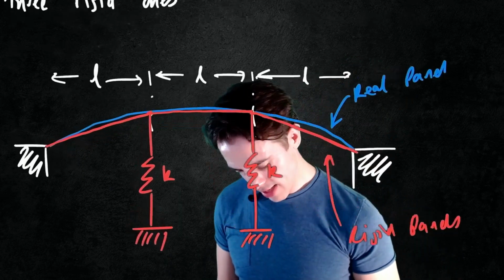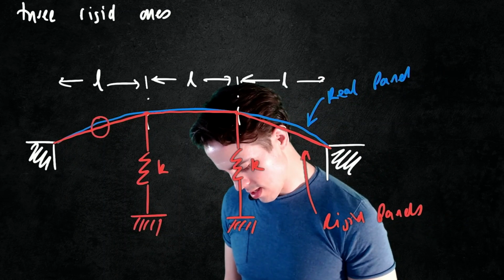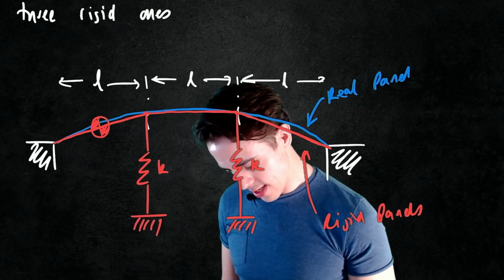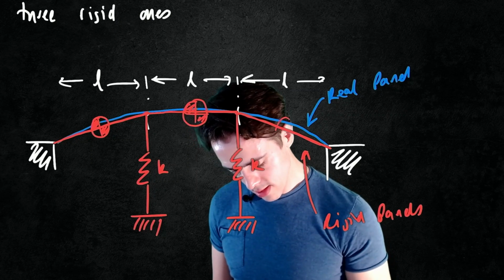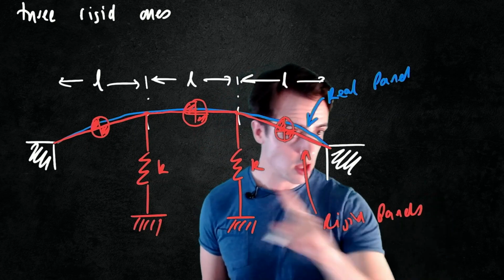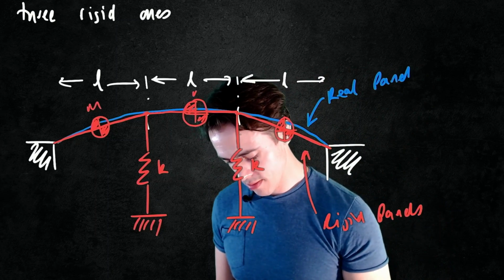Okay, so this is our system. We need to include some masses for each of these. So let's say each of these has an associated mass, which we're going to call M on each of these. Each of these panels has the same mass for our model.